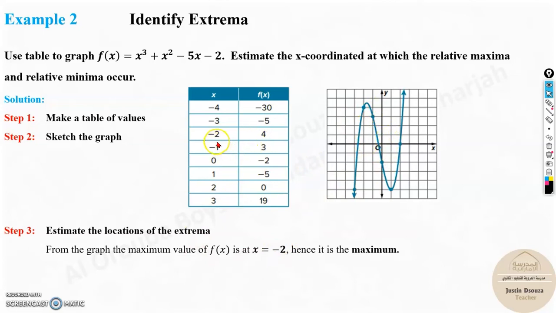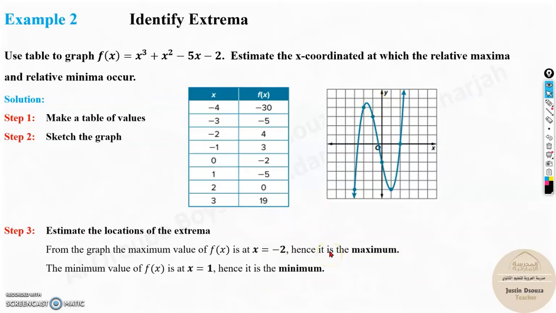If you want accuracy, you can even start plotting 0.5 and you can see 0.5 would be more accurate, minus 2.5. Sorry, minus 1.5, I'm wrong. It's minus 1.5 that would be the maximum. Now, what about the minimum point? The minimum point is accurately over here at 1. So that is the minimum point. So this is the maximum and minimum point.